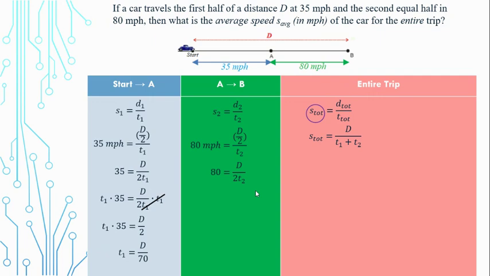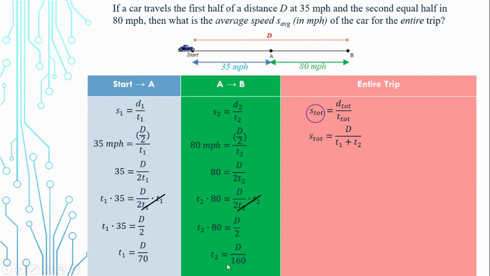So same algebra step here. T2 is in the denominator. Let's go ahead and get it to the numerator by doing proper algebra. Multiply both sides by T2. The T2 on the right cancels out. That leaves you with T2 times 80 is equal to D over 2. And then to get T2 by itself, we would divide both sides by 80. Bringing the 80 down into the denominator on the right side, you take 2 times 80, and the product gives you 160.